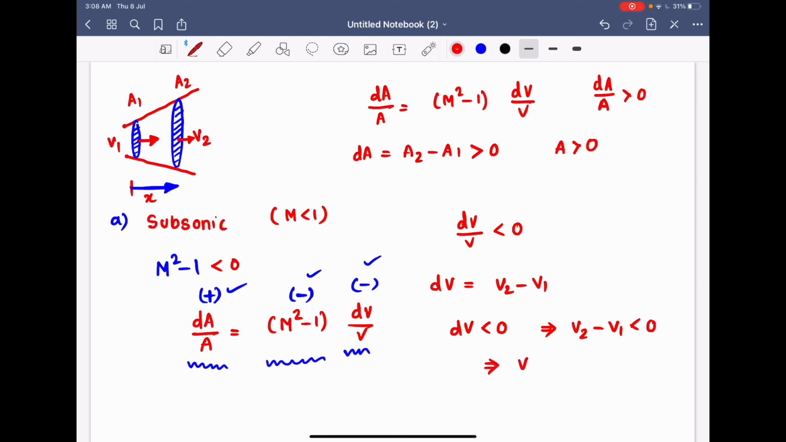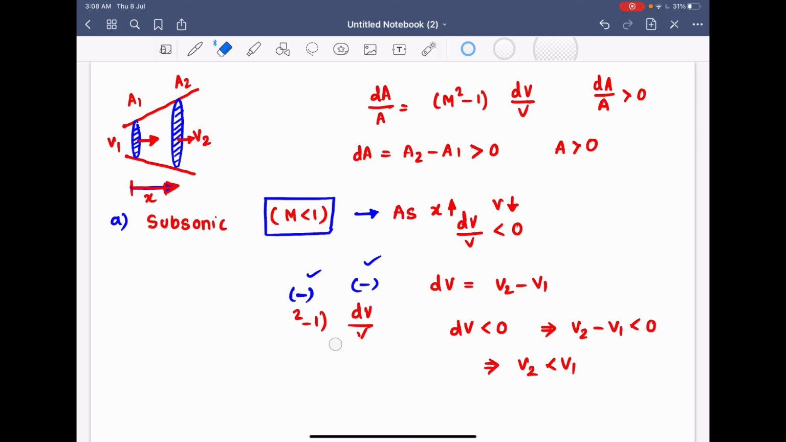So that means what will happen? v2 is less than v1, right? What does this mean? It means that for a subsonic flow in a divergent duct, velocity decreases as we go forward in this direction. So what can I write? As x increases, velocity decreases.